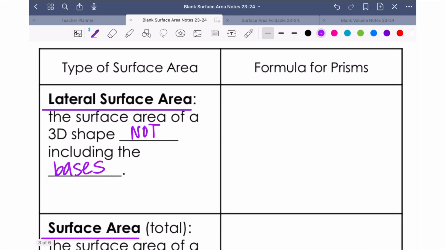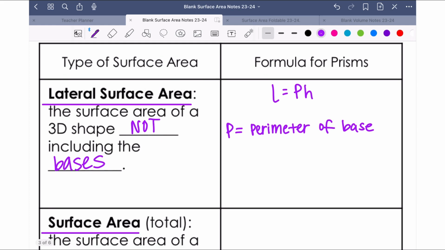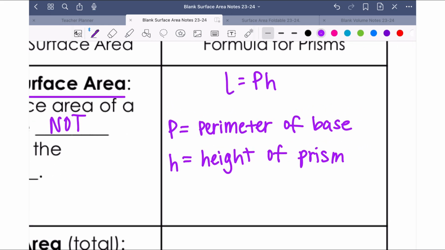For prisms, your lateral formula is equal to your perimeter times your height. Perimeter, so P is perimeter of the base. Okay. So perimeter, who remembers what perimeter means? Perimeter is when you add all the edges. You add them all up. Okay, so that's perimeter of the base. And then h is the height of the prism. And that's it. You just multiply them. The perimeter and the height of the prism. All right, so write that down so you have it on your notes for lateral area.